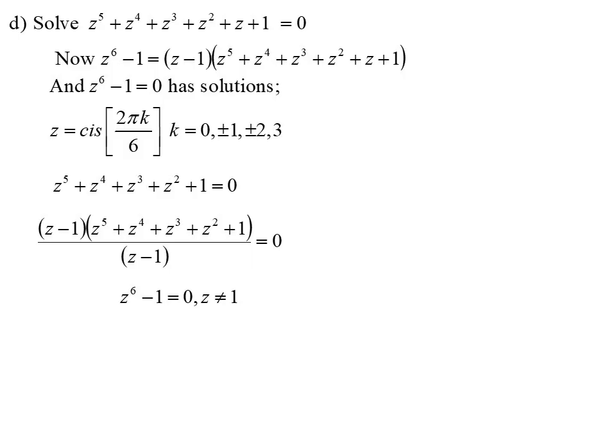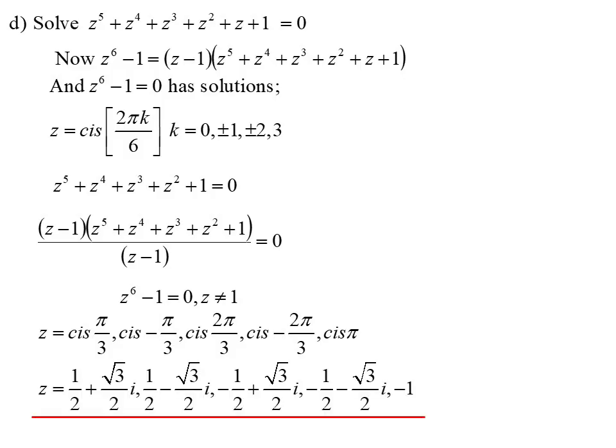Okay, well that means the solutions that I'm looking for would be all of these 6 roots of unity, but just not including z equals 1. So it must be all these. This is pi on 3, minus pi on 3, 2 pi on 3, minus 2 pi on 3, and pi, all of those are nice exact values, so I can actually work those ones out. So there they are in x plus iy form, or Cartesian form.